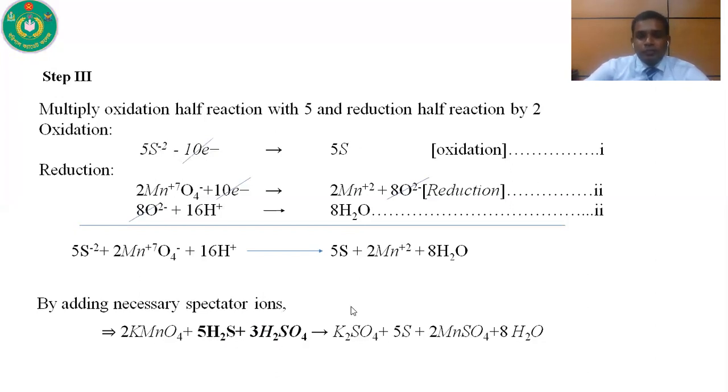So in the case of product, K2SO4 as the spectator compound, 5 S and 2 MnSO4. These 2 come from these 2, and 8 H2O. So in this process, we can balance the redox reaction.